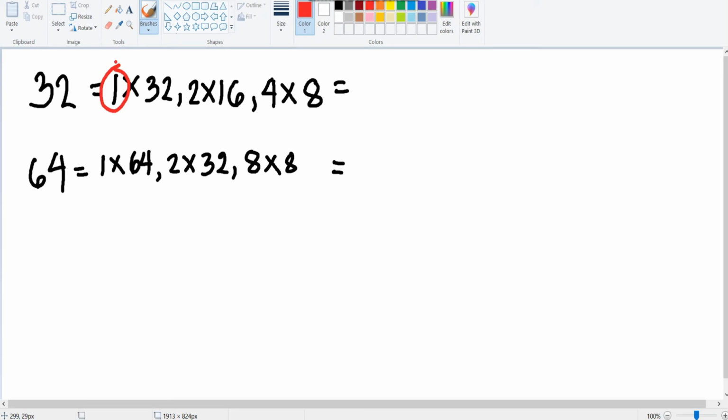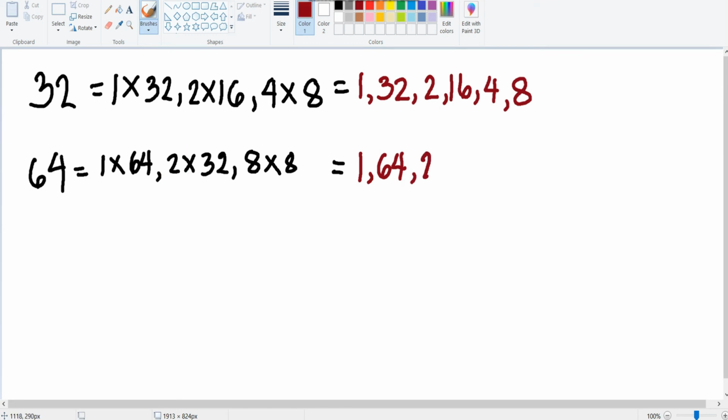So we have 1 for 32, followed by 32, and then 2, and then 16, 4, and 8. How about in 64? We have 1, 64, 2, 32, and 8. We will just write the 8 there once. It is understandable that if we write 8 once in our listing, then that is already equal to 8 times 8. Now let us find the common factors.